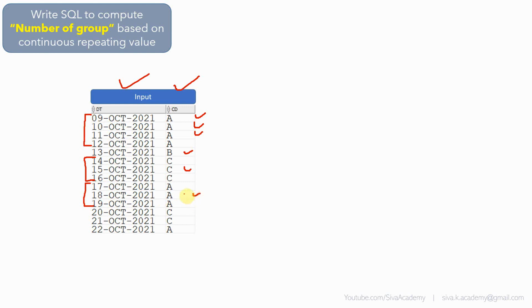Now the expectation is, suppose A is continuous here, and A is continuous here, and again there is an A. So there are three groups of A present here. Similarly, there are two groups of C. Here is one set of C, here is another set of C. So there are two sets of C and only one set of A. So in fact, this is the expected output.